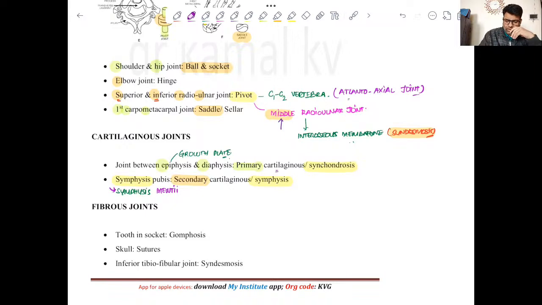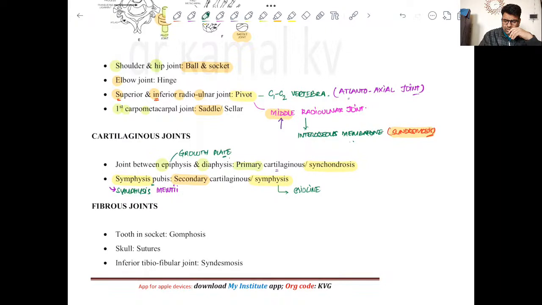Now one of the properties of these secondary cartilaginous joints is that they are in the midline of the body, right? So like if you remember symphysis pubis, it is in the midline. Clear? So they are in the midline.